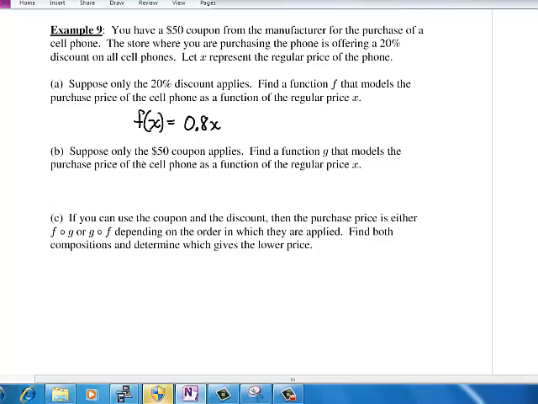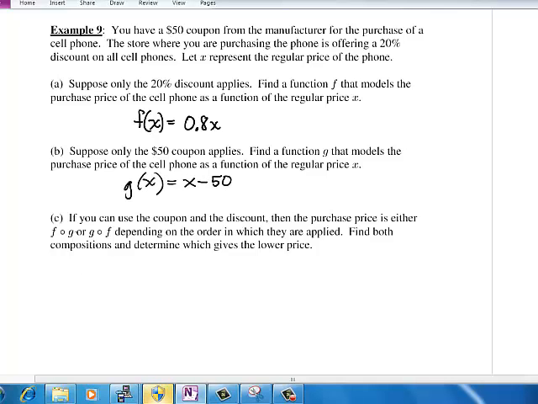And if only the $50 coupon applies, find the function g, so a different function, different name, that models the purchase price of the cell phone as a function of the regular price. A coupon would just be subtracted from the regular price. So that would be x minus 50.